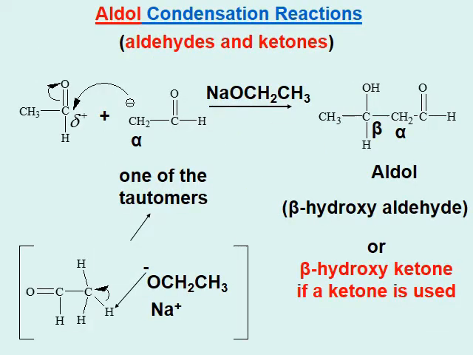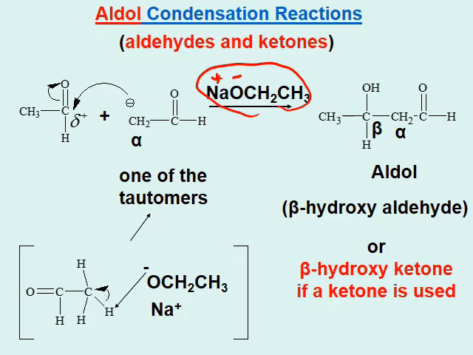Now we talk about aldol condensation reaction. In aldol condensation, you use aldehyde or ketone and combine them together, again in presence of a strong base. This is a strong base, sodium ethoxide. So ethoxide, basically sodium is plus and ethoxide is minus. I mean, it's a pretty strong base.